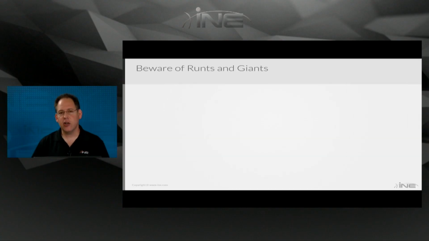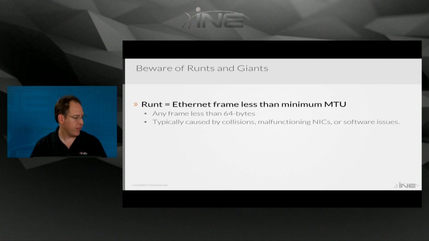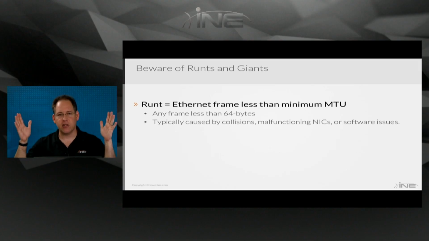So there are terms for Ethernet frames that fall outside of the scope of a minimum sized and a maximum size frame. And when you see something like that, this is generally indicative of some kind of an error. So let's talk about a runt. A runt is any Ethernet frame that is less than the minimum. MTU stands for maximum transmission unit, which is the largest a frame could be.